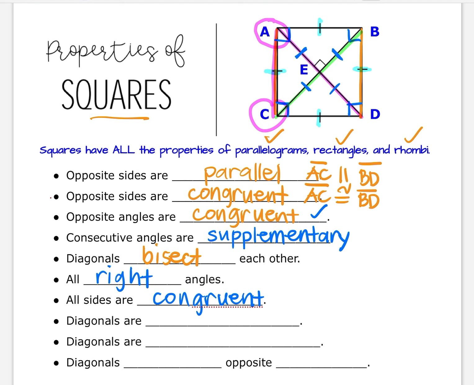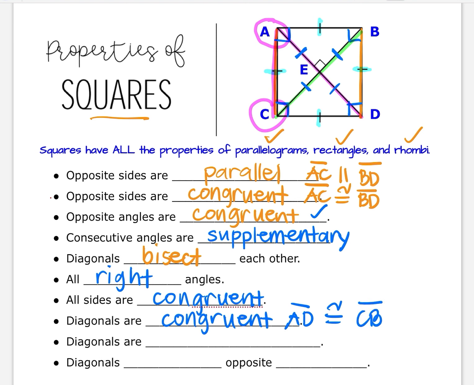are congruent. Diagonals are congruent. So because it is a square, then it follows that diagonals are going to be congruent. Which means segment AD is congruent to segment CB.